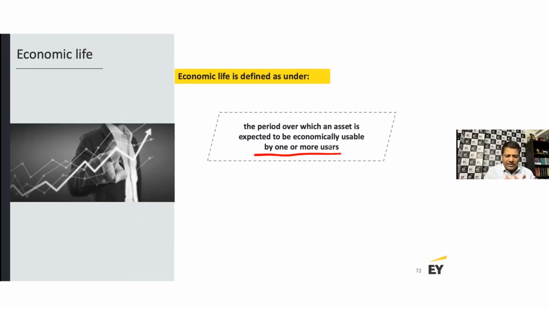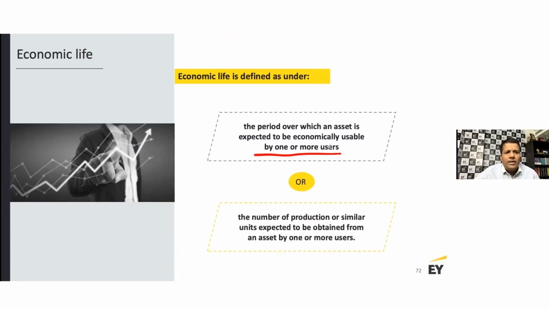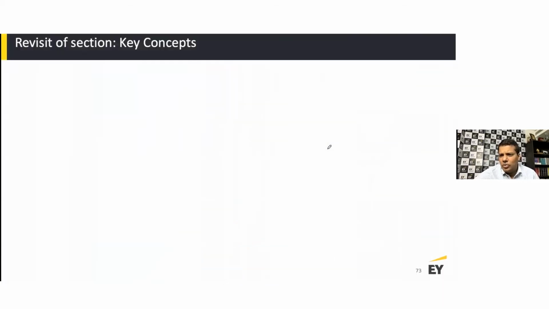It could be lessee one, lessee two, lessee three, if that asset can be used for the total period over which it is economically feasible to use that asset, or the number of production or similar units expected to be obtained from an asset by one or more users. So whether you look at it by a production method or a life method, over what period you can use it or how much you can use it to produce, from that perspective.